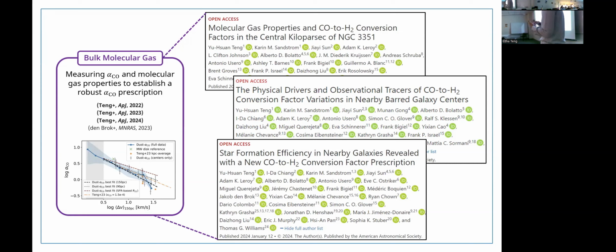So to address this long-standing issue of alpha CO, my dissertation includes 3 papers where we started from measuring molecular gas properties and alpha CO across several nearby barred galaxy centers. And then based on these measurements, we have identified the physical drivers and the key observables that can be used to trace these alpha CO variations. So this further led us to develop a new general alpha CO prescription for star-forming galaxies. And finally, we also investigate how these alpha CO variations would impact our knowledge of star formation efficiency in nearby galaxies.